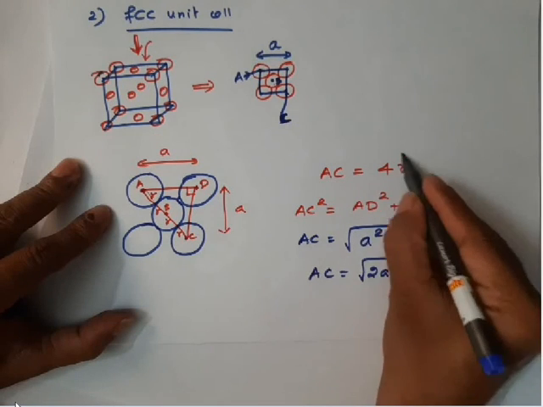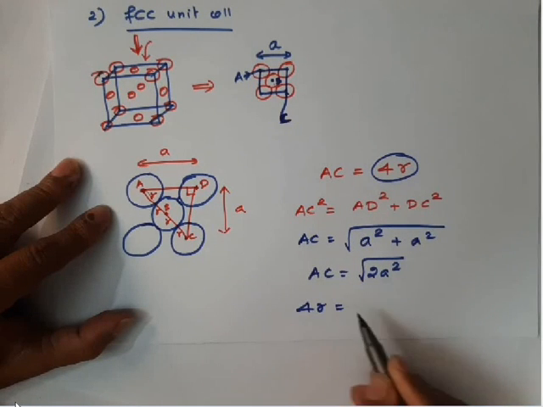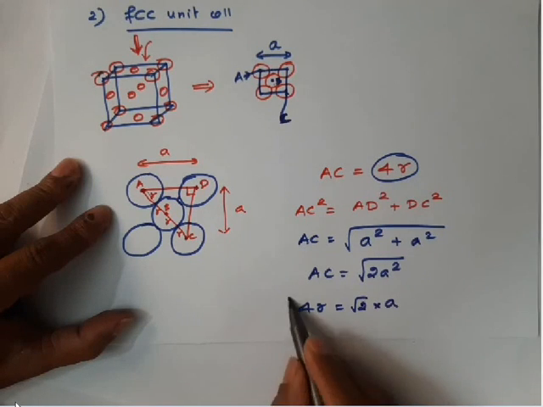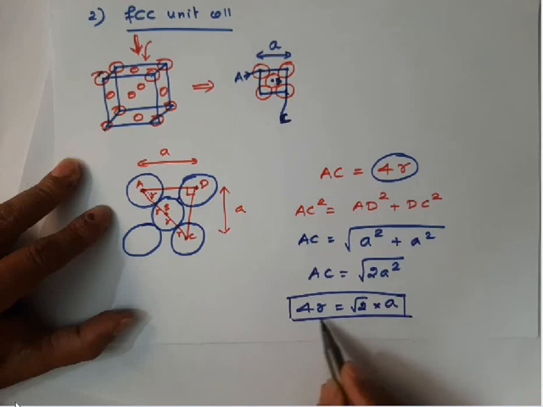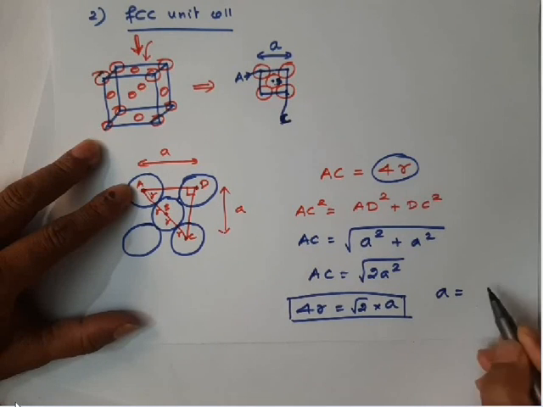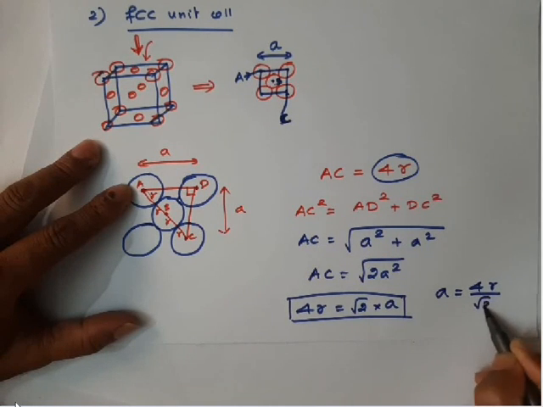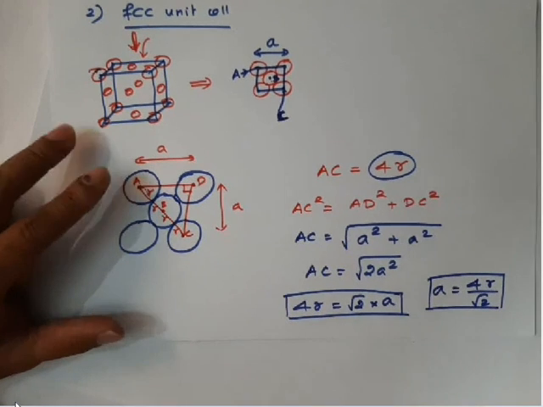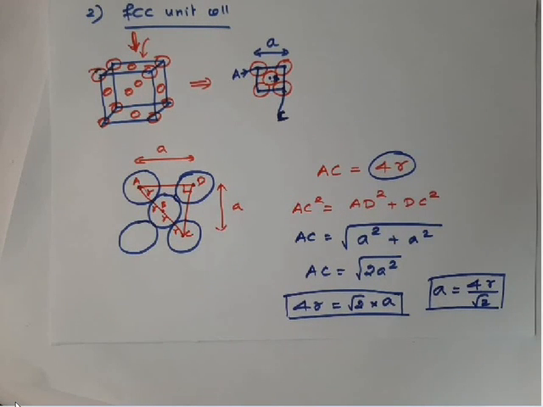What is AC? AC is equal to 4R, we know. So 4R equals root 2, root of A square is A, so 4R equals root 2 into A. Or I can write A equals 4R by root 2. 4R by root 2. Am I right, students? Are you able to follow? Up to this, any doubt? No, sir.